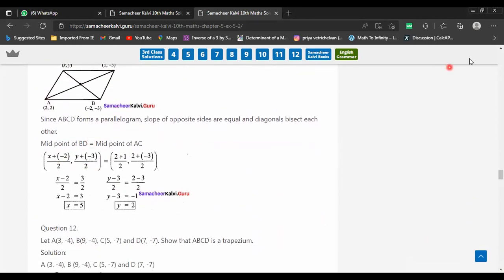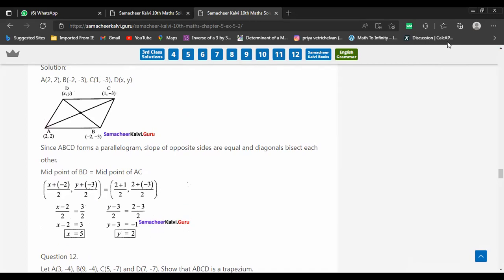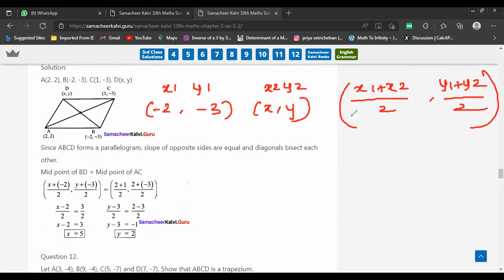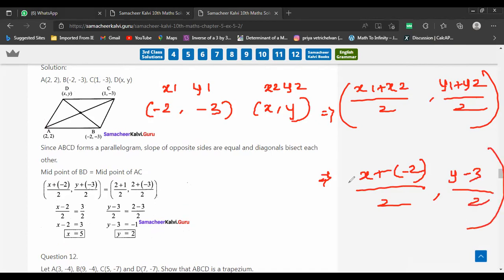So midpoint of BD. What is BD? B is -2 comma 3. D is x comma y. X1 y1, X2 y2. The midpoint formula is x1 plus x2 by 2 comma y1 plus y2 by 2. Substitute in this formula. So it will be like x plus -2 by 2, y minus 3 by 2. So that will be your midpoint of BD.